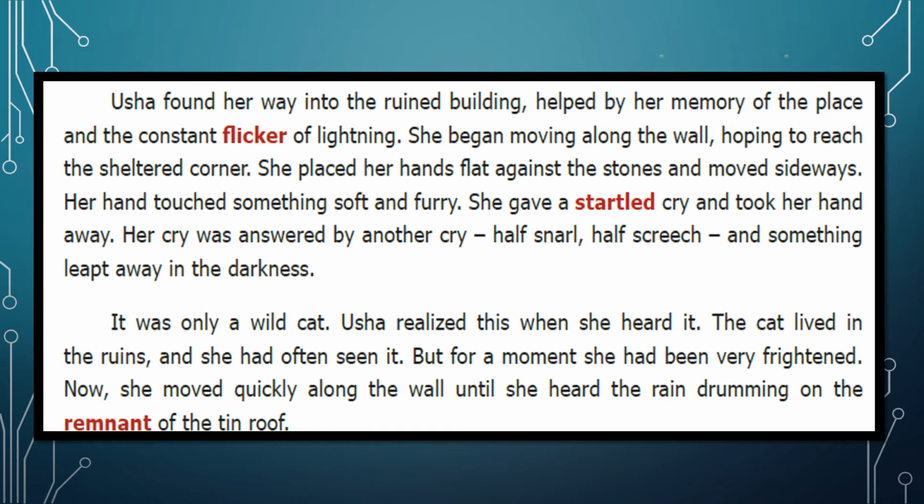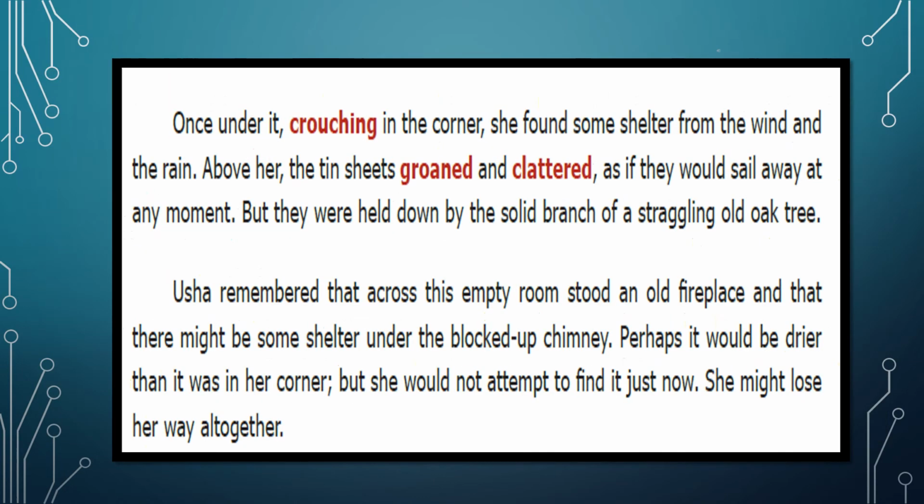In this para, the writer says Usha moved sideways to reach the corner of the old roof for shelter. But she seemed to touch a wild cat and was frightened about it. It was dry and more sheltered at the old fireplace opposite, but she did not know the way in the darkness. Once under it, crouching in the corner, she found some shelter from the wind and the rain.